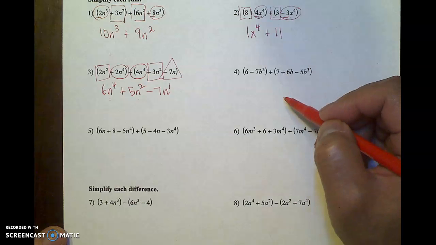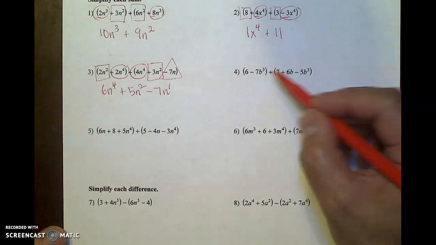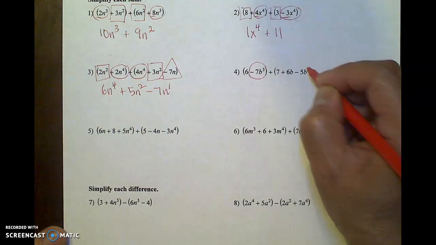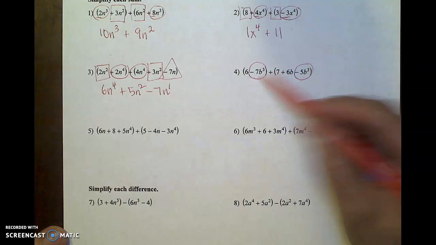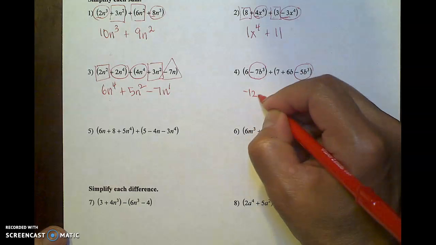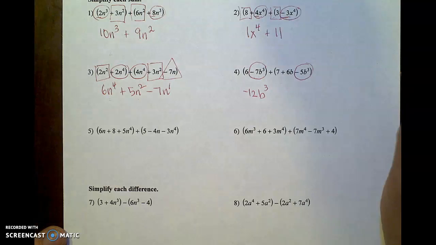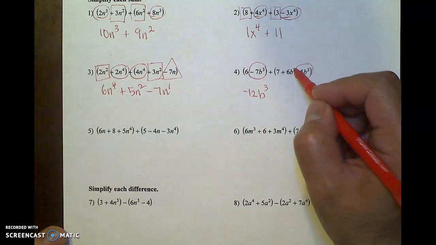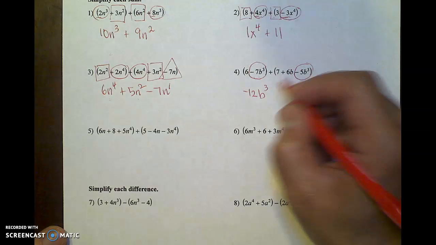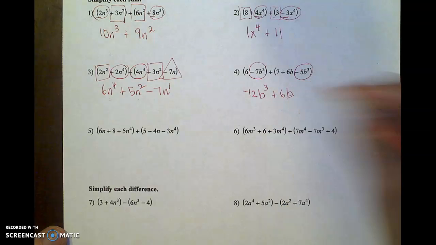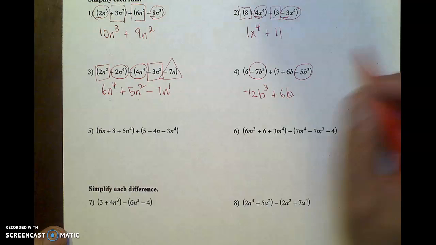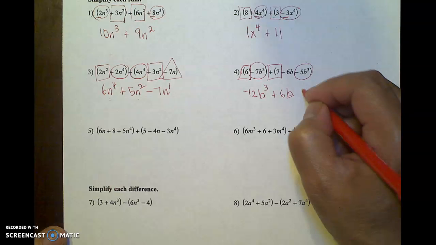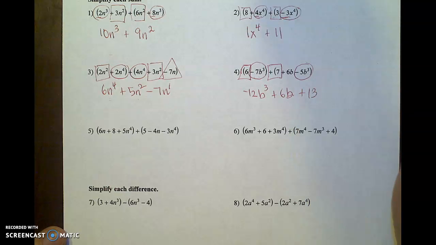Next example, I've got a b to the third and another b to the third. So I'm going to combine those first. Negative 7 and negative 5 is negative 12b to the third. The next exponent here is b to the first, and I only have one of those. So that's going to stay exactly the same. Here I have a 6 and a 7. Combine those to get 13.